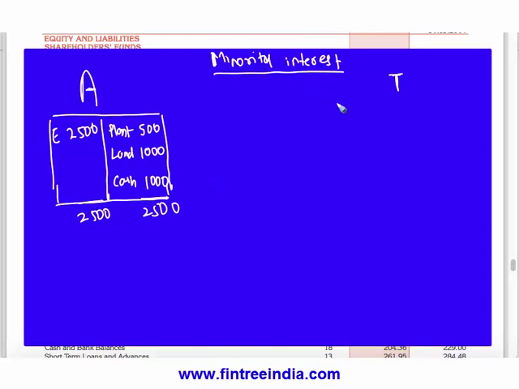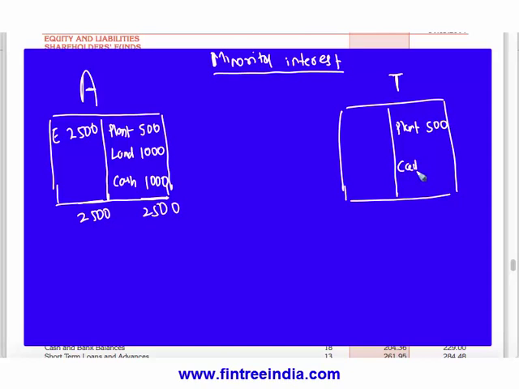Now target company. Target company has, let us say, only plant of 500. Let's say they have cash of 300. They have a bank loan of 300, which gives them an equity of 500. Balance sheet total 800 and 800. Okay, so this is the current scenario without an acquisition.